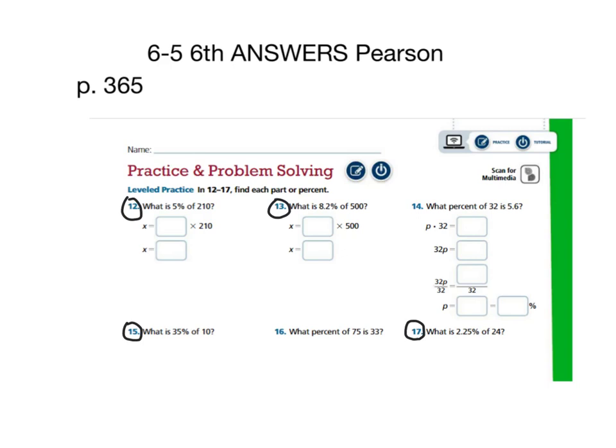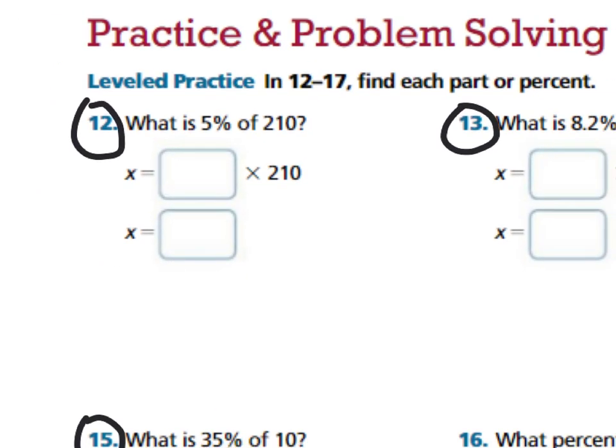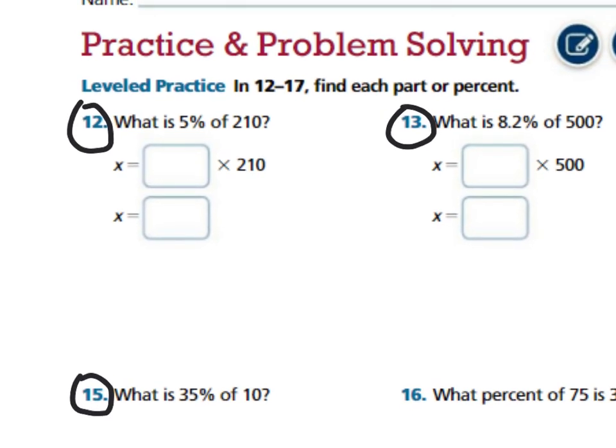Page 365, we're going to go through the answers to these first day's problems from this lesson. If you look at number 12, 5%, we're going to change to a decimal, so it's just moving the decimal 2 spots to the left, which is 5/100. Multiply that by 210, and that would be 10 and 5/10. Or if you have an extra 0, 10 and 50/100.